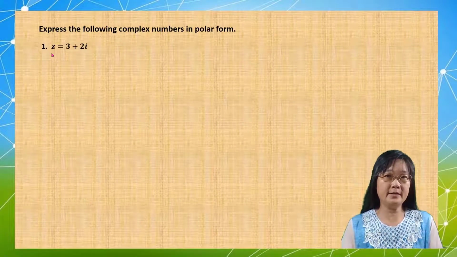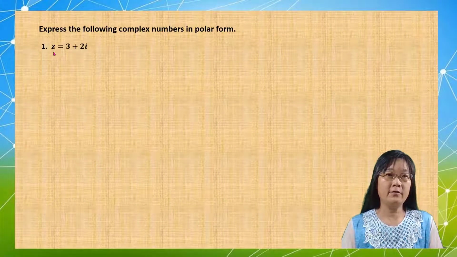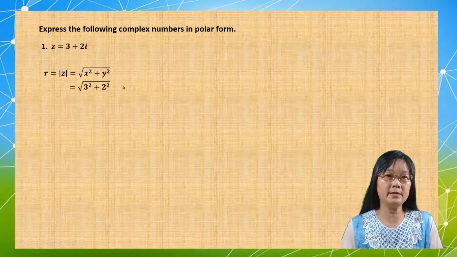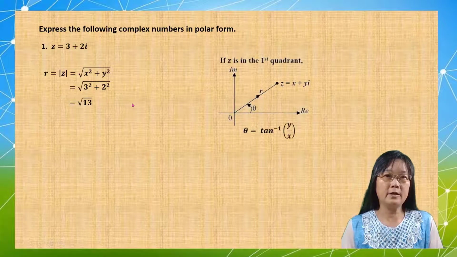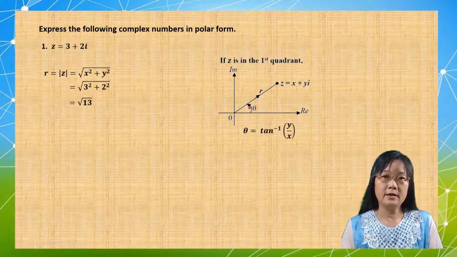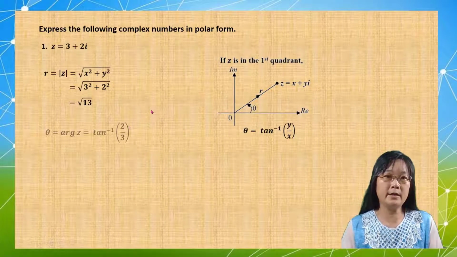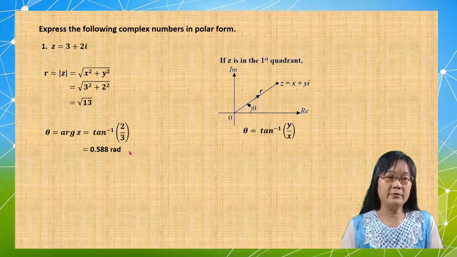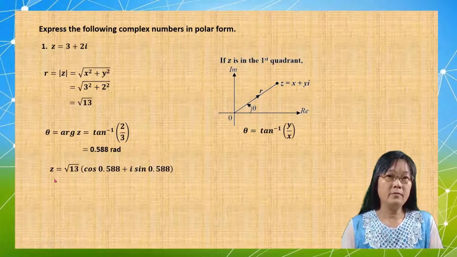Now let's try to find the complex number in polar form for z equals 3 plus 2i. So first I'm going to find the modulus by using this formula. Since x is 3, y is 2, when I substitute into the formula, the modulus is square root of 13. As for the argument, since this complex number is in the first quadrant, the argument is arctangent y over x. Since y is 2, x is 3, when I press the calculator, I get 0.588 radian. So the polar form is this one.